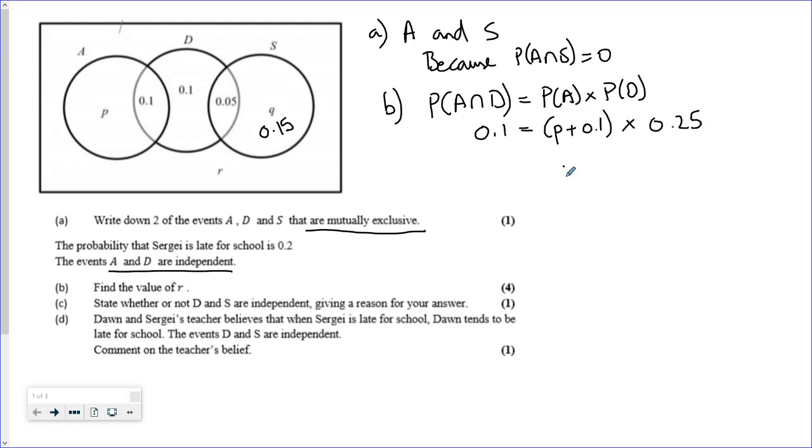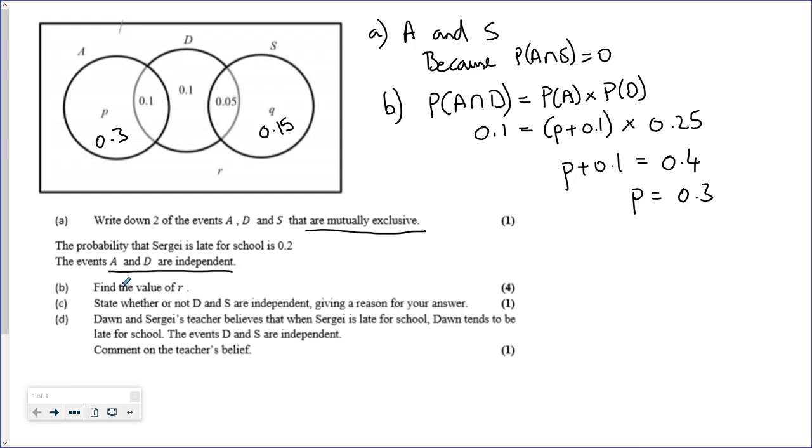So if we solve that, we're going to get P plus 0.1 is equal to 0.1 divided by 0.25, which is 0.4. So we get that P is equal to 0.3. So let's put that in. And that's the probability that only Aliona is late and no one else.